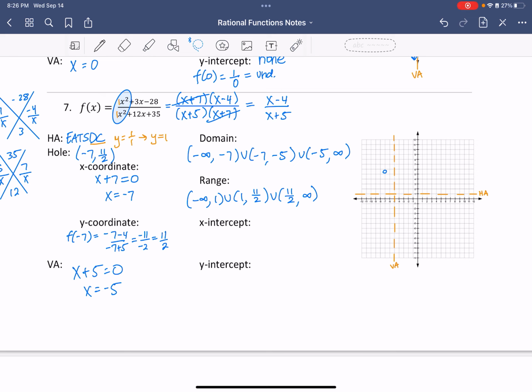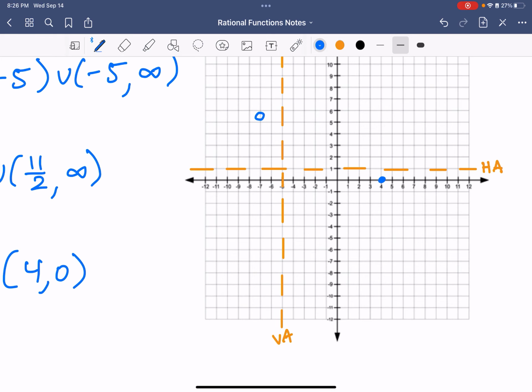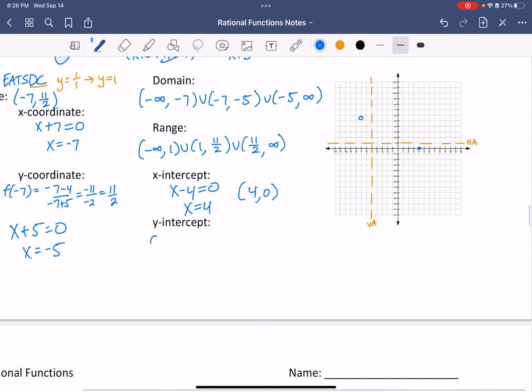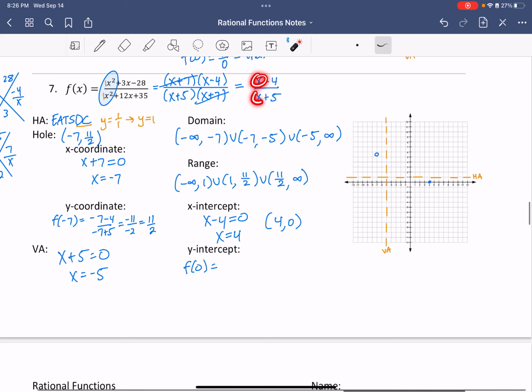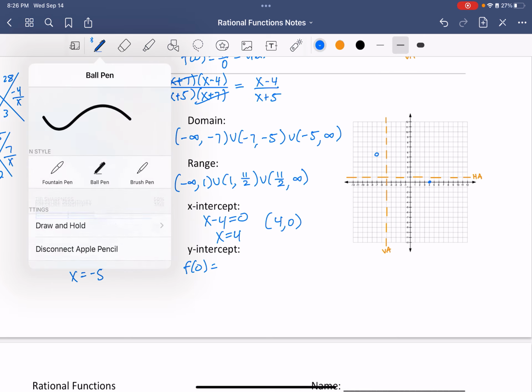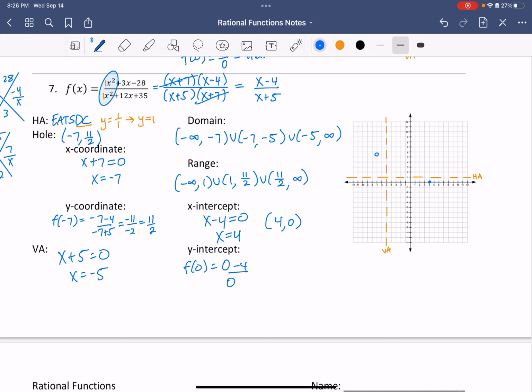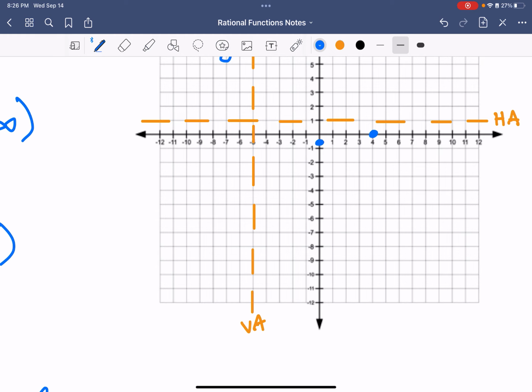Okay. The x-intercept, we take the numerator, set it equal to 0, add 4, write it as a coordinate point, that's 4, 0, and then put it on your graph as a closed point. The y-intercept, you put every x and replace it with 0. So here we have 0 minus 4 over 0 plus 5, which is negative 4/5. Okay, as a coordinate point, like this, on the graph, that'll be about right here.